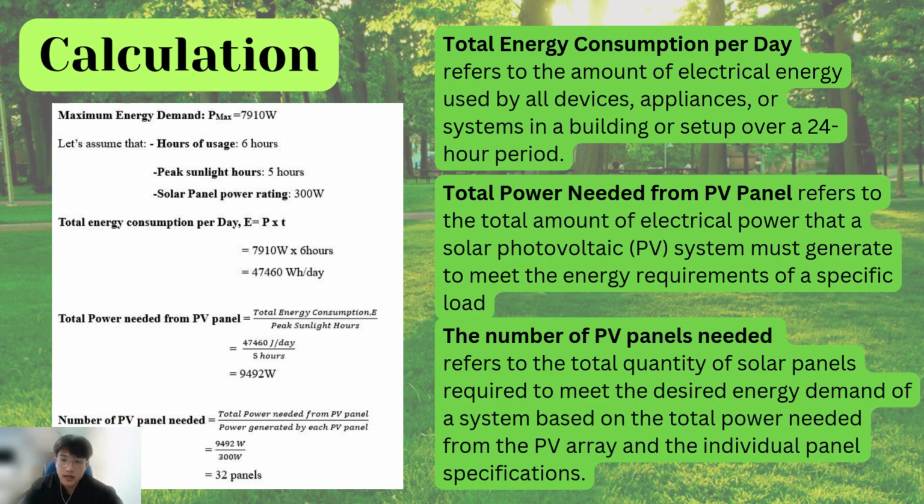And after that, we can calculate the number of PV panel needed. So the number of PV panel needed refers to the total quantity of solar panels required to meet the desired energy demands of a system based on the total power needed from the PV array and the individual panel specifications. So the total power needed divide the power generated by each PV panel, we can get the number of the PV panel needed. So the 9,492 watts divided by the 300 watts, we get 32 panels. So 32 panels is needed in our project.